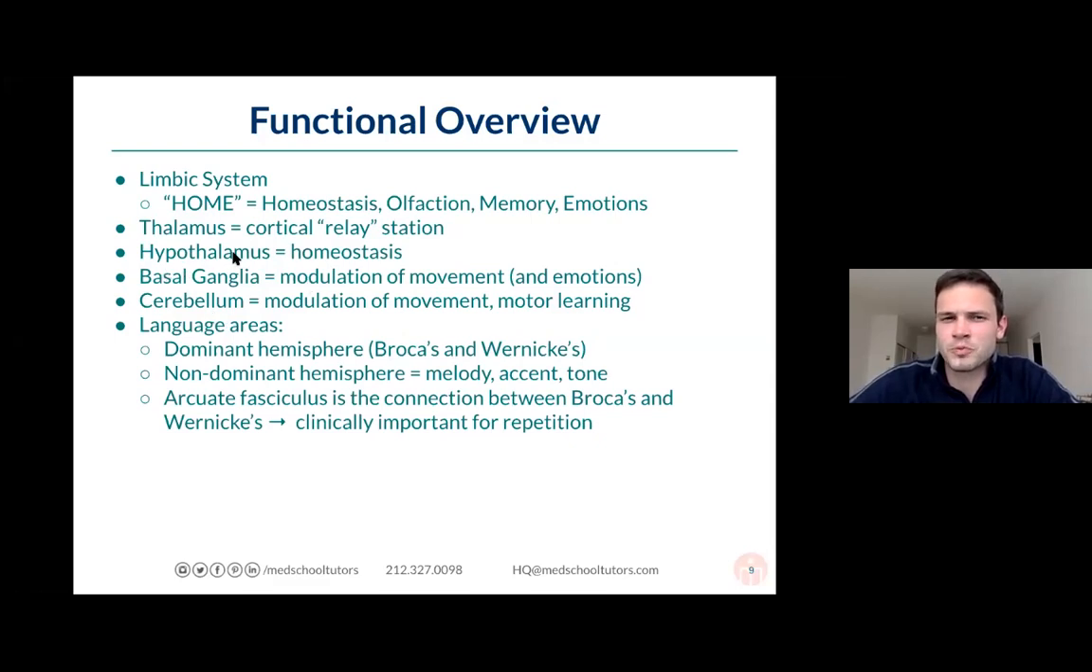The hypothalamus I think of like a bridge between the brain and the endocrine system. So it's particularly helpful for things involving homeostasis and hormone regulation. The basal ganglia generally modulate your movements and your emotions. The cerebellum also modulates your movements, and it helps with learning how to move, so remembering things like how to ride a bike. Those are going to be cerebellar.